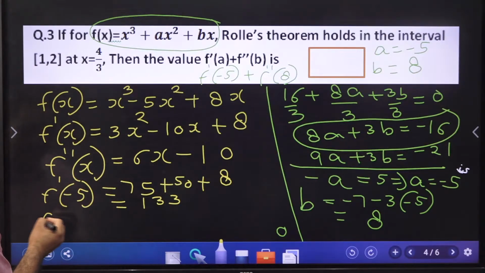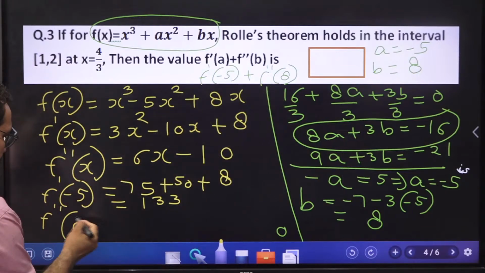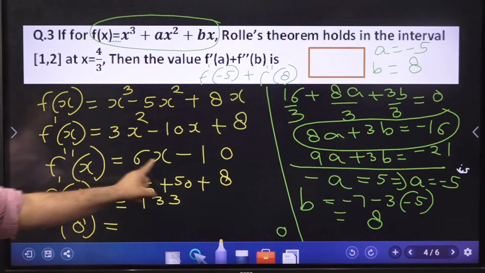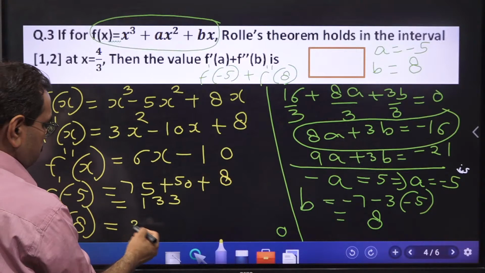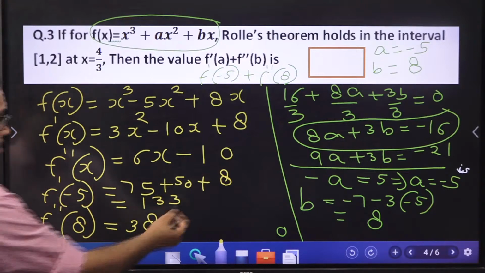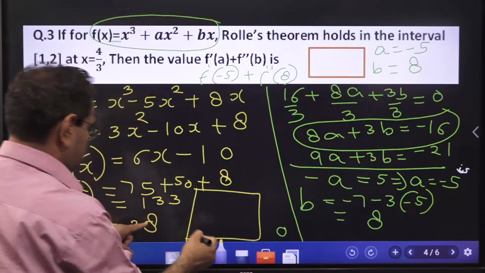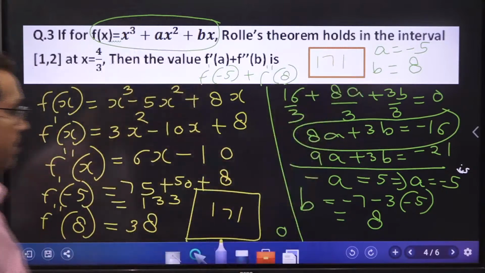Now f double dash 8. This f double dash 8 is equal to what? Putting x equal to 8 here. So 48 minus 10, 38. And what is the sum of these two? 133 plus 38. We have to add these two numbers. 171. So the answer is 171.